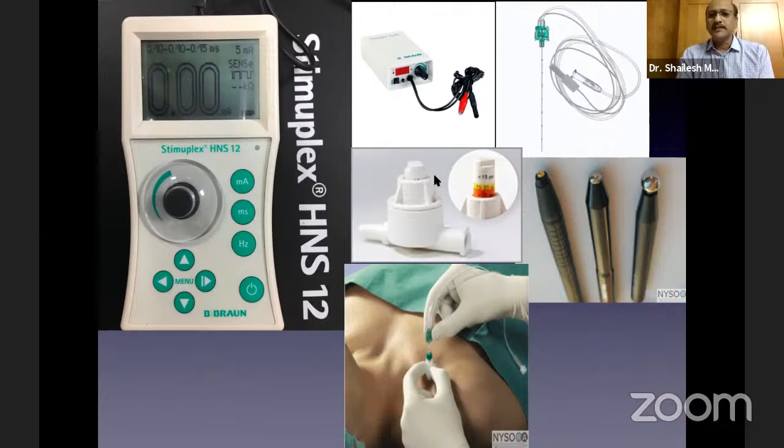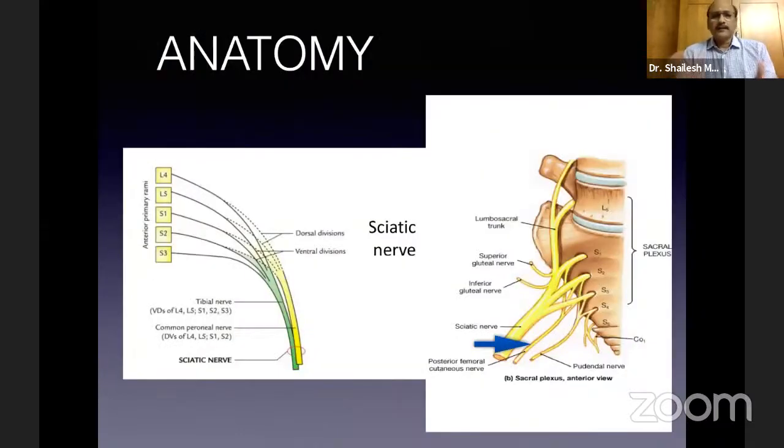So if all these devices are available, it is much easier to give a deeper block like a sciatic block, which is a little more advanced than the brachial plexus block, which is quite superficial. So if you have these newer versions, then you should purchase them. They are not very expensive. Now let us come to the anatomy.